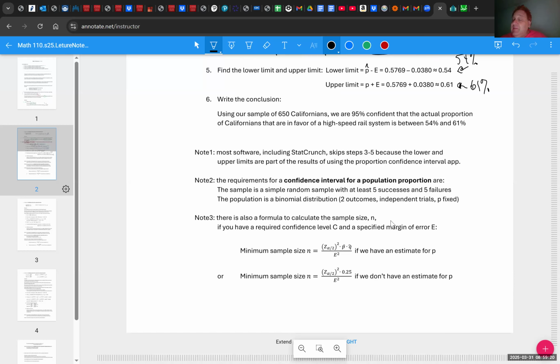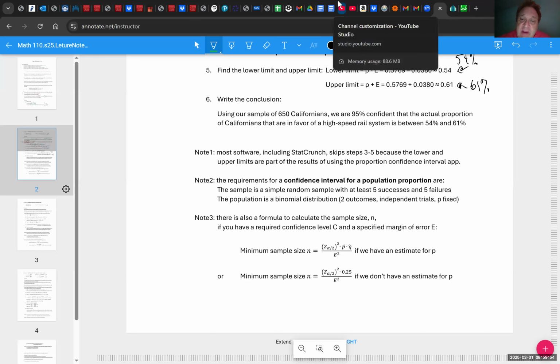Last note is sometimes they'll ask you for like, how many people should we have in our sample, right? We want to calculate the sample size n. It's not common, but there is a way of doing it. We would have to know the required confidence level and the specified margin of error. So if you are given the confidence level and a specified margin of error, you can actually say, well, we need a minimum sample size of 650 or 28 or whatever it's going to be. And there's a formula for it. The formula for it is right here.